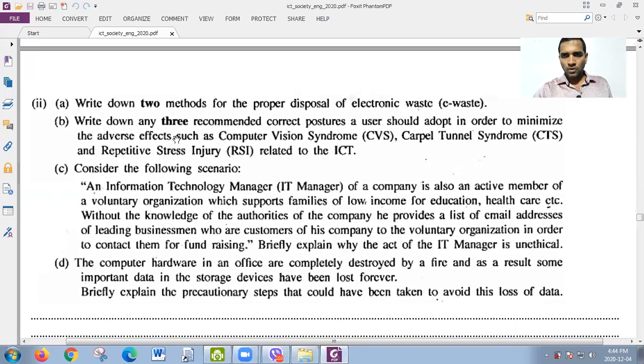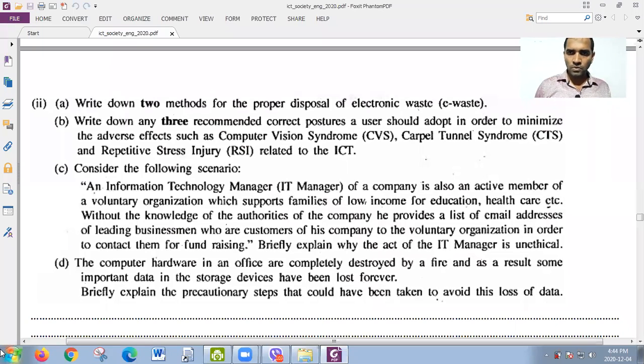Second, write down any 3 recommended correct postures a user should adopt in order to minimize the adverse effects such as computer vision syndrome, carpal tunnel syndrome, and repetitive stress injury related to ICT. Have you understood the question? You have been asked to suggest 3 good postures, not only for one thing, but for 3, right? Computer vision syndrome, carpal tunnel syndrome, and also RSI. So you have been asked to write 3, not 3 each.